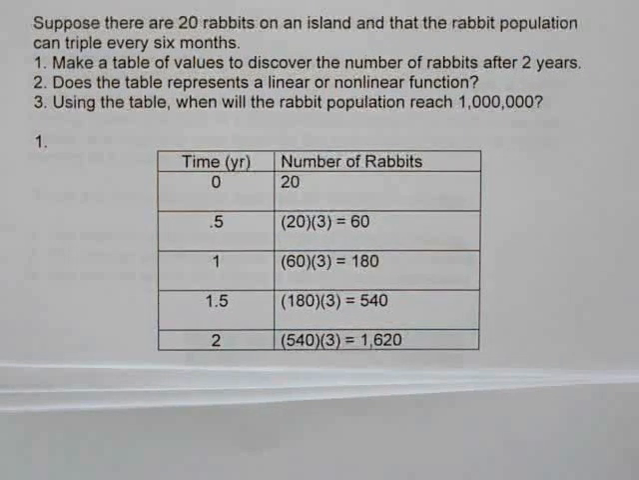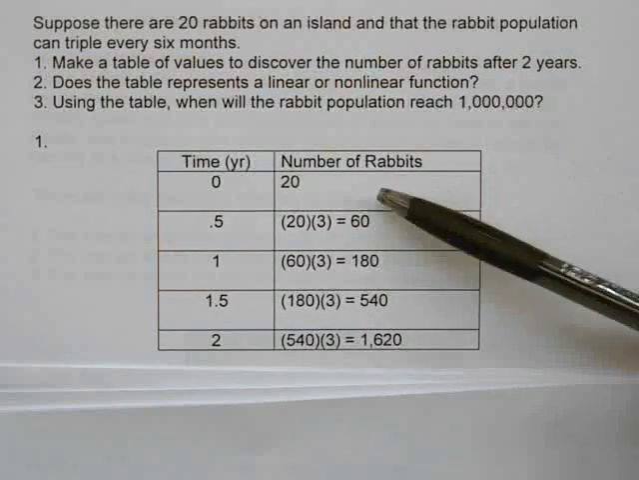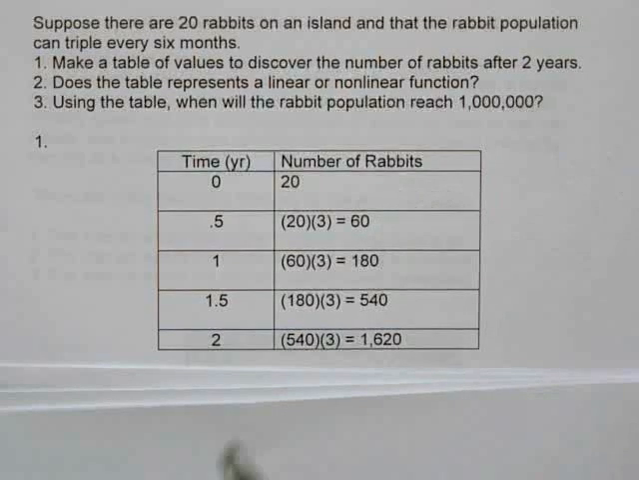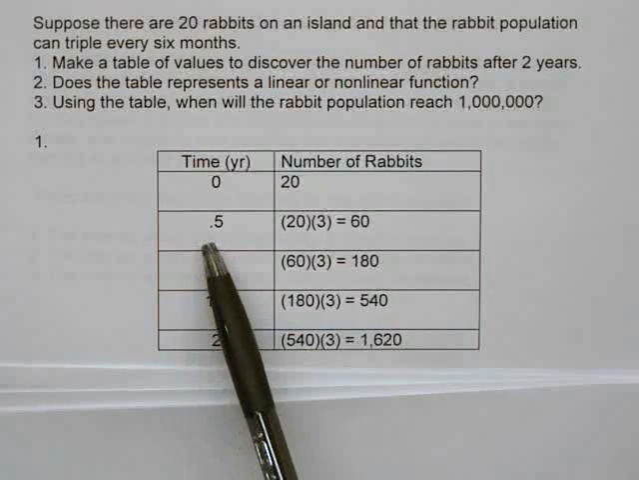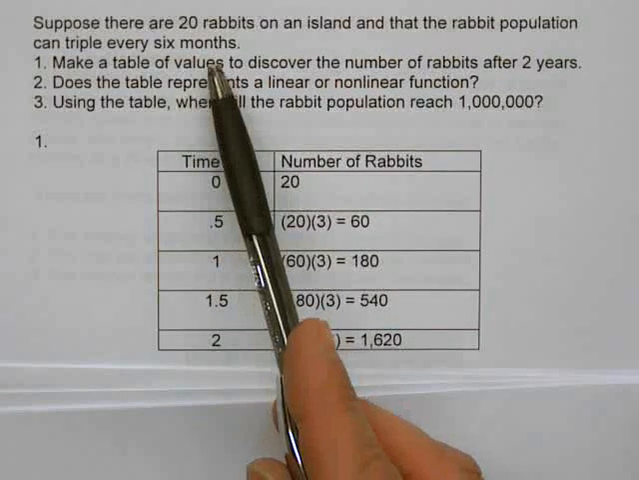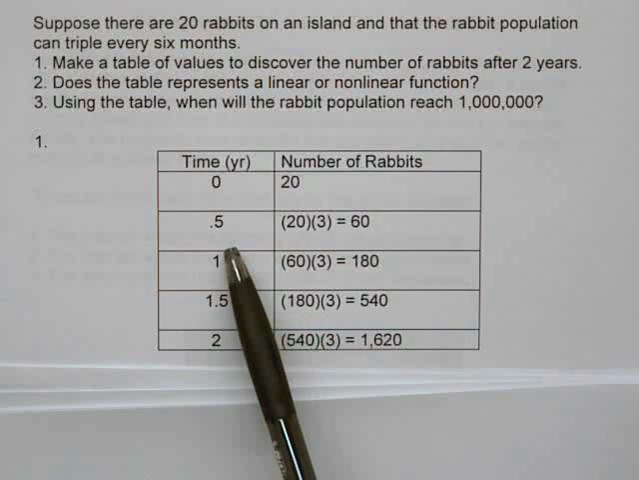What I'm told at the beginning is that there are 20 rabbits on an island. So the time in years, 0. It's not 0 years, but it's the time that I start. From where I began, there were 20 rabbits. And I used 0.5. Why did I use 0.5? Because I was told it was 6 months, and 6 months is half a year.